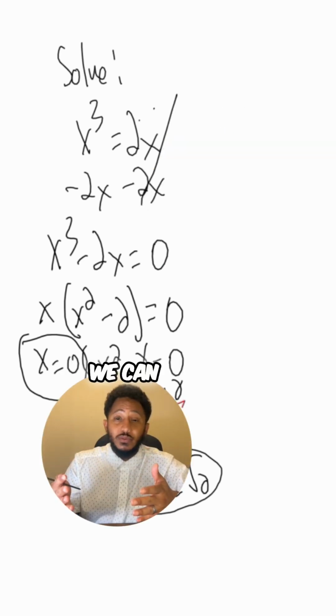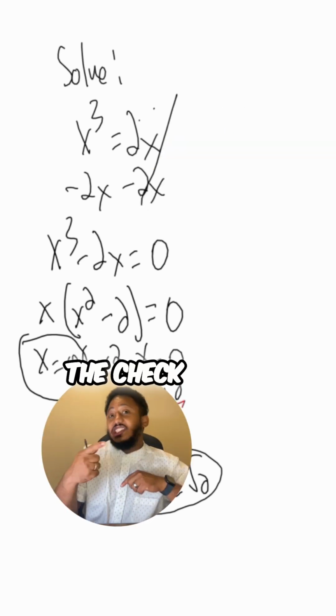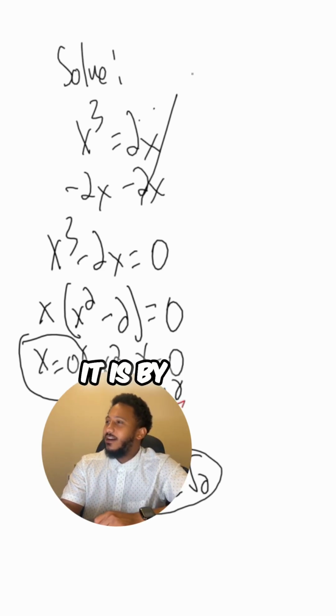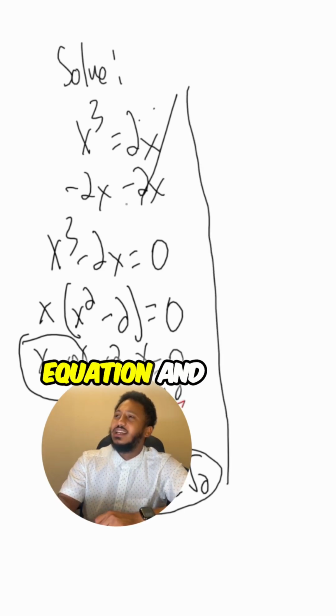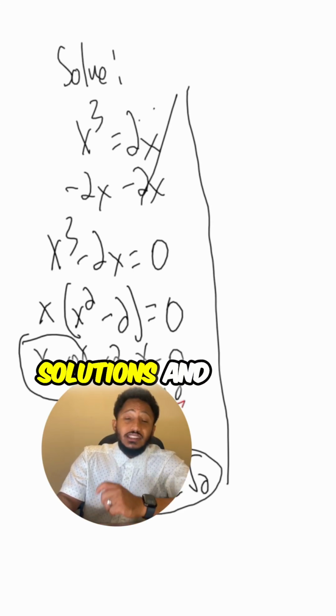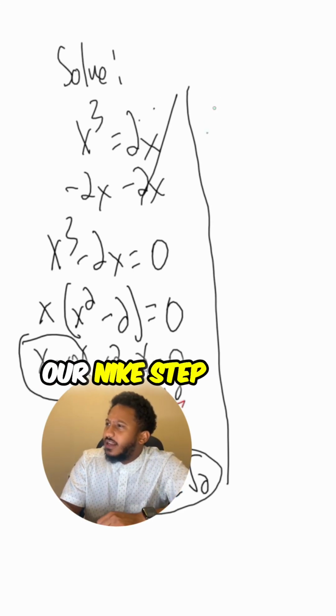Now, this is checkable. We can check it. We call it the Nike step, okay? The check step. All right, and how we check it is by plugging it back into our original equation and making sure we get a true statement. So we'll check each of these. We'll plug in each of these solutions and see if we get a true statement. Okay, so here's our Nike step, our check step.